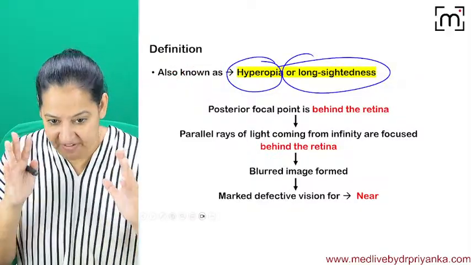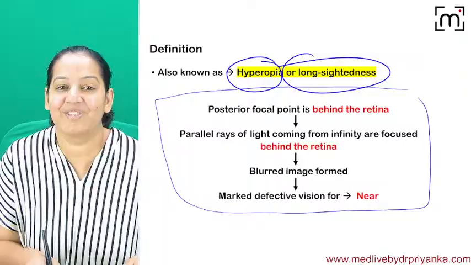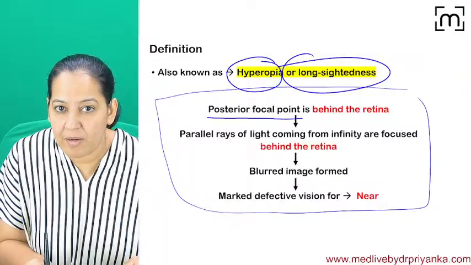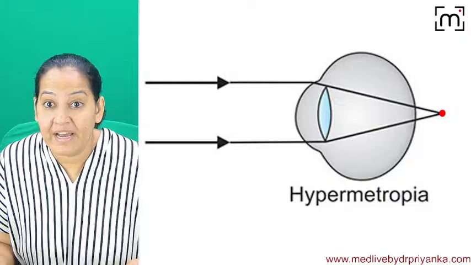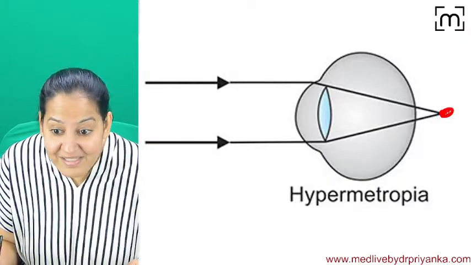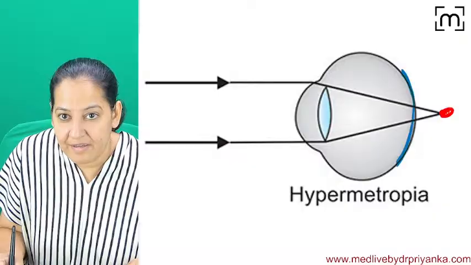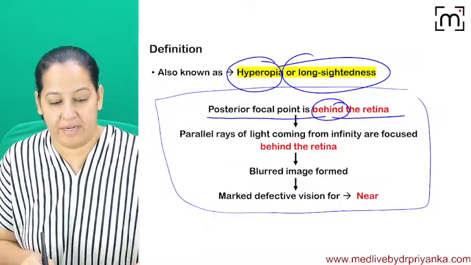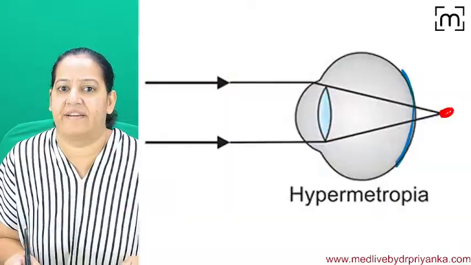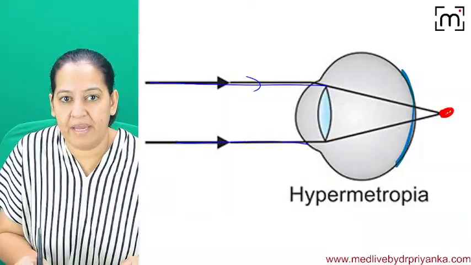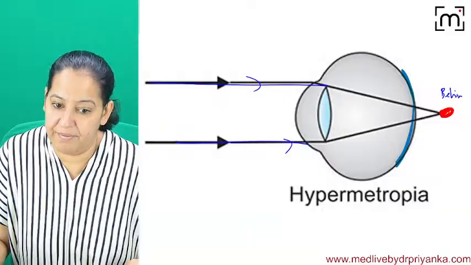Now, what is happening? Define it. I don't define in paragraph, I define in the form of a flowchart. So when the posterior focal point is behind the retina, focus on the red point. It's behind the retina, not on the retina. Here is the retina, so the focal point is beyond the retina. When parallel rays are coming, they are focusing behind the retina. Write down: behind the retina.